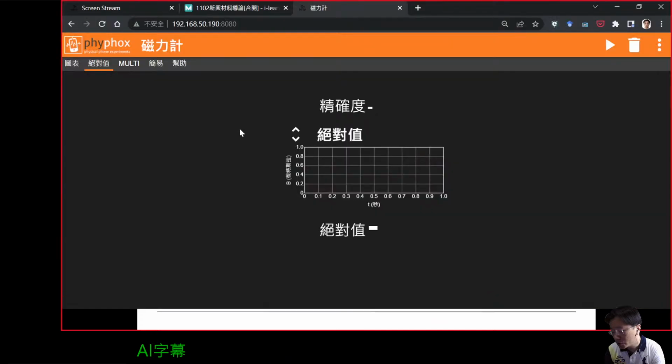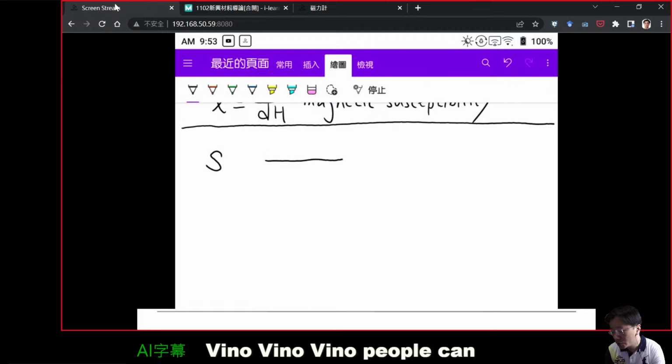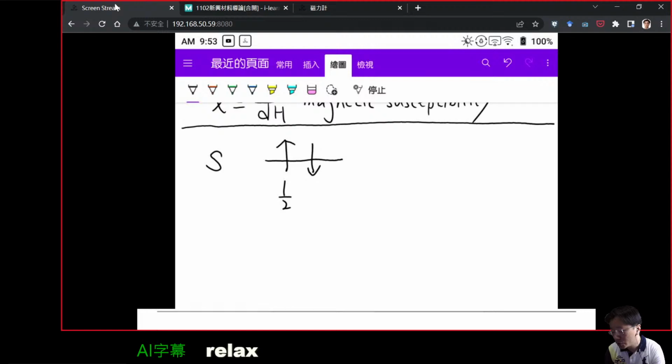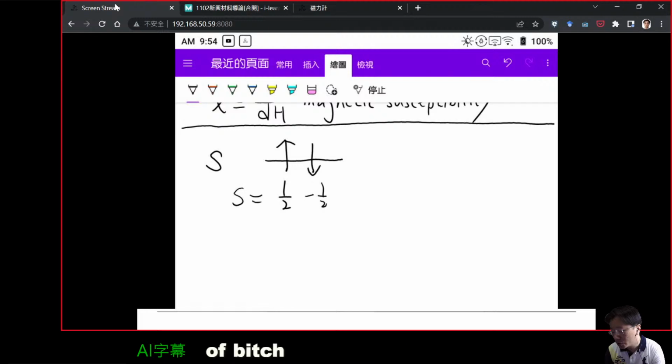Okay, and go to here. We know the S orbital can contain 2 electrons. If we have only 1 electron, then we have a spin value of half. But if we have 2 electrons here, then we will have the spin value of minus half. So the sum of spins would be half plus minus half, that would be equal to 0.